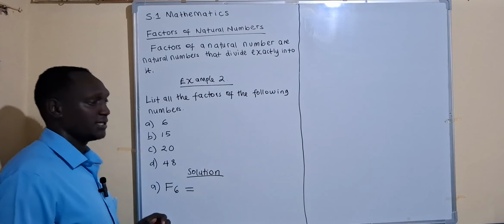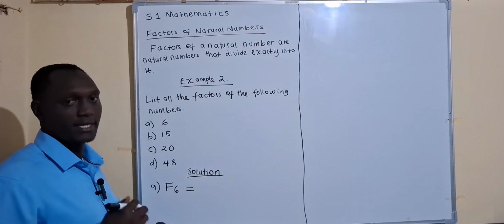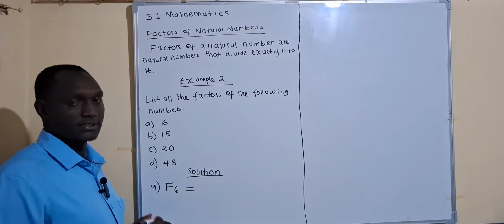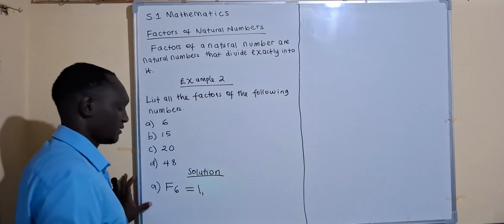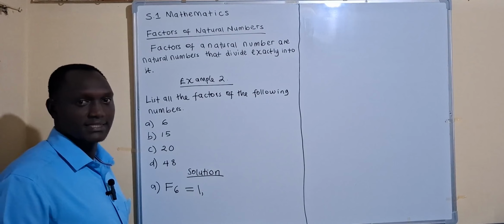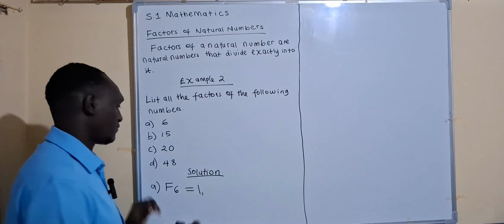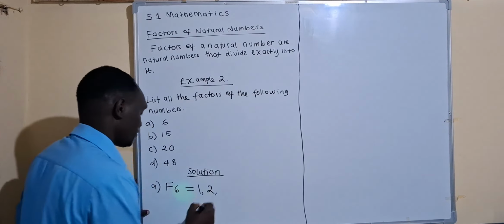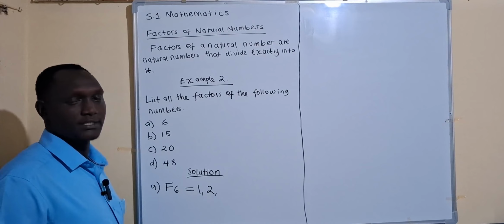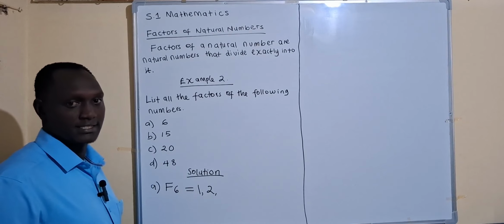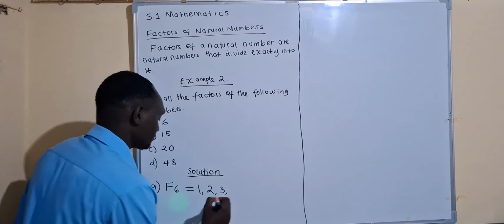So 6 divided by 1. You press the calculator. If you divide 6 by 1, you get 6 and the remainder is 0. And just because the remainder is 0, you say 1 is a factor of 6. What about 2? 6 divided by 2, we get 3 and the remainder is 0. Therefore, 2 is a factor of 6. Then we go to 3. 6 divided by 3 is 2 and the remainder is 0. Thus, 3 is a factor of 6.